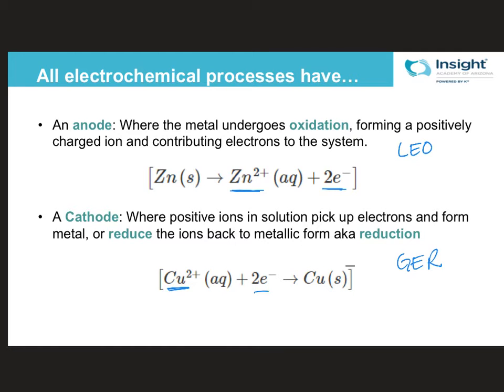So you can see the copper is gaining the electrons. The copper ion is going to pick up those electrons. The way I remember that anode and oxidation go together and cathode and reduction go together: anode and oxidation both start with vowels. Cathode and reduction both start with consonants.